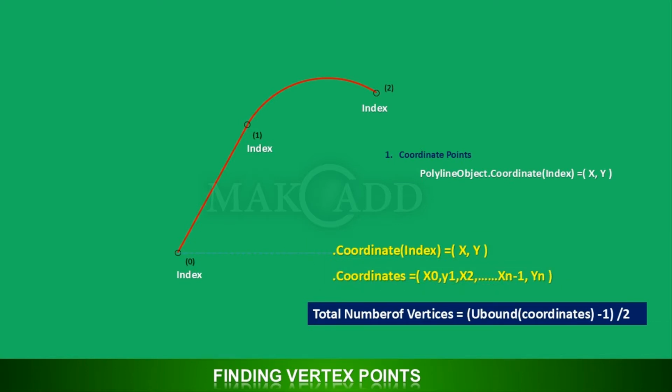So using this index number starting from 0, we can access the coordinate points of each vertex, and at the same time we can access the segments in a polyline using this index number. So the first vertex is 0, and the index number of the first segment will be 0, and the next vertex will be 1, and the next segment will have the index number 1.